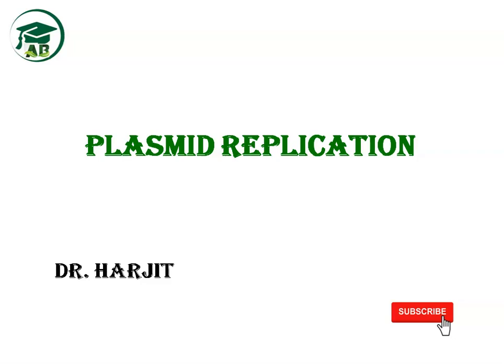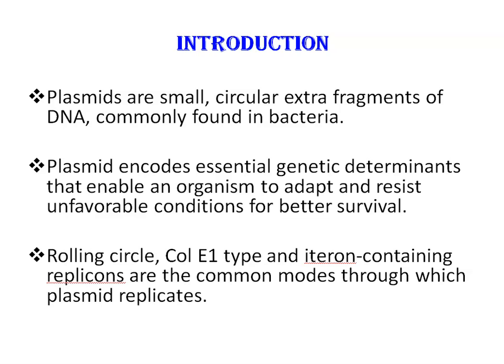Today we'll be discussing plasmid replication. Plasmids are small circular extra fragments of DNA, commonly found in bacteria, that are capable of replicating independent of the host genome. Though plasmids are not required for survival of a living organism, they encode essential genetic determinants that enable an organism to adapt and resist unfavorable conditions for better survival.